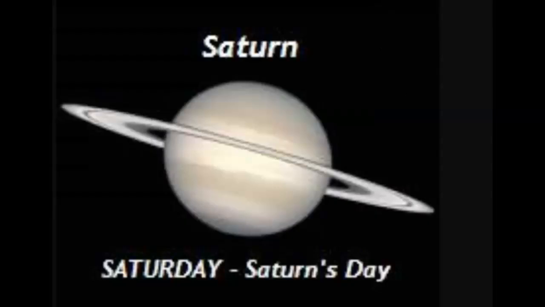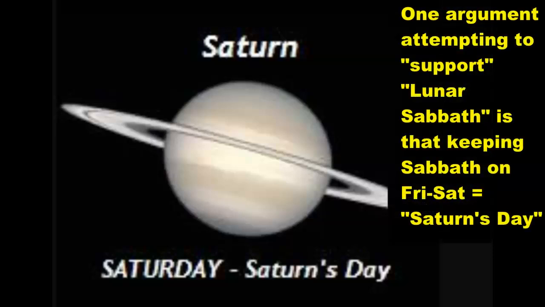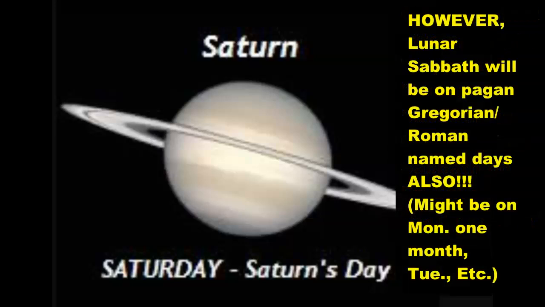Even though we know planets do not exist, I just wanted to show you this picture right here. Now, another main argument that many lunar Shabbat keepers will try to use and try to justify is that the Sabbath cannot be on quote-unquote Saturday because Saturday is Saturn Day. But this argument is flawed because they try to say, well, then the Sabbath is kept on any other different days. So, for example, the Sabbath might be kept on Monday for a month and then kept on the Gregorian Tuesday for a month and so on.